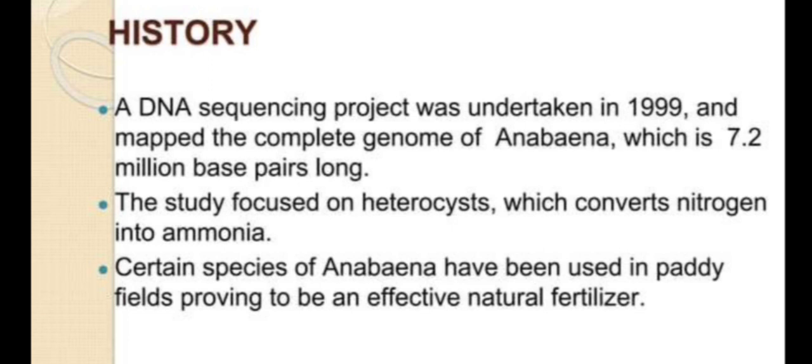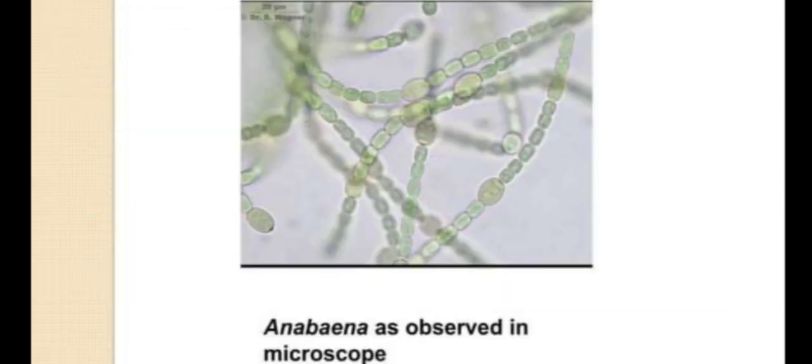History. A DNA sequencing project was undertaken in 1999 and mapped the complete genome of Anabaena, which is 7.2 million base pairs long. The study focused on the heterocyst, which converts nitrogen into ammonia. Certain species of Anabaena have been used in paddy fields, proving to be an effective natural fertilizer. Anabaena was observed under a microscope.